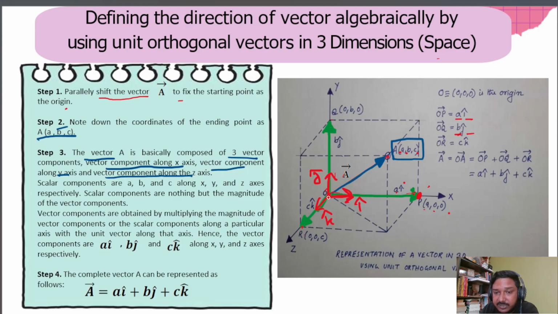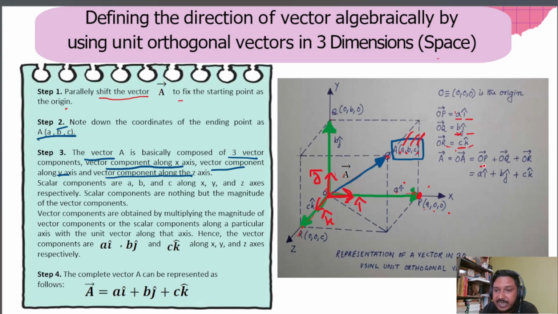Similarly, OR vector, which is the vector component along z-axis, will be c. This length is equal to c multiplied by the unit vector in that direction, k cap. So from where are we getting a, b, c? From the coordinates of the end point. This a will give you the scalar component along x-axis, b the scalar component along y-axis, and c will give you the scalar component along z-axis. Multiply them with i, j, and k cap, you will get the vector components along x, y, and z axis respectively.